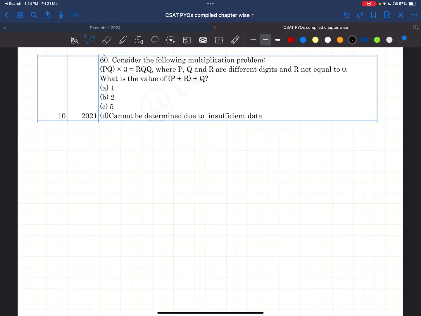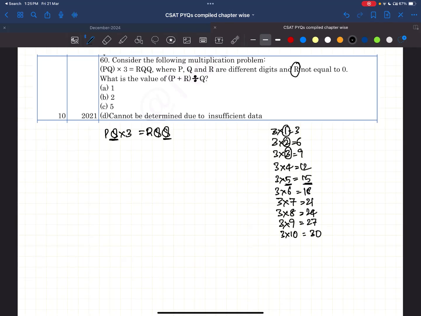Now, let's go to the next question. The following multiplication problem: PQ into 3 is equal to RPQ, where P and Q are different digits and are not equal to 0. What is the value of PR divided by Q? What are we getting? P into Q is equal to R cubed, right? See here, the same number is getting repeated in the units place of the product, right? That means Q can take values 0 and 5, right?